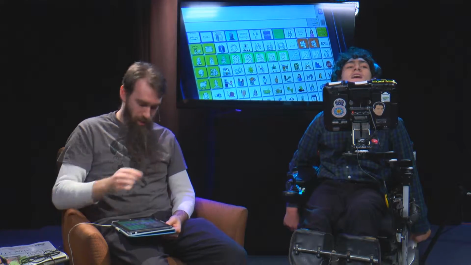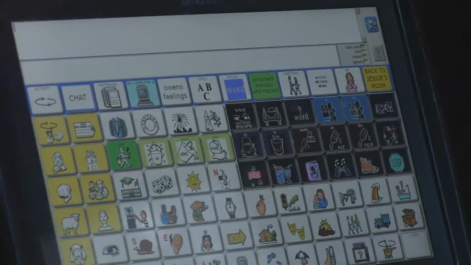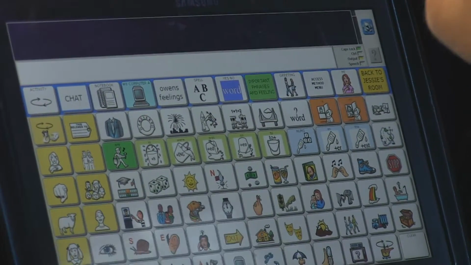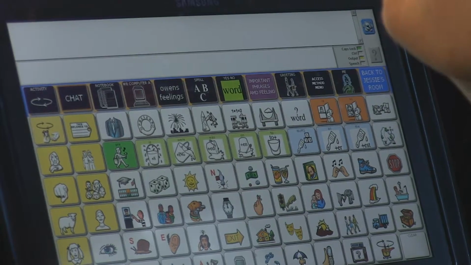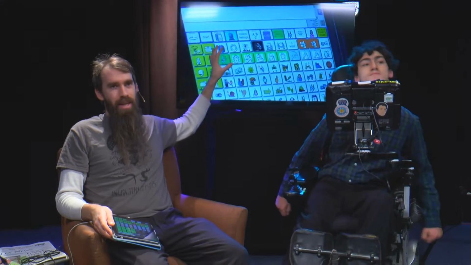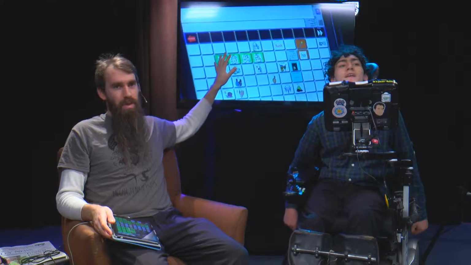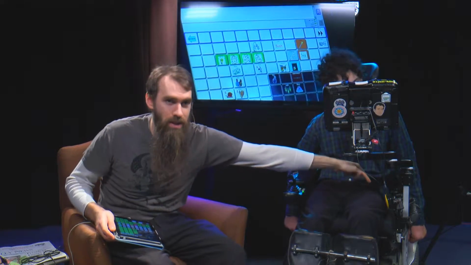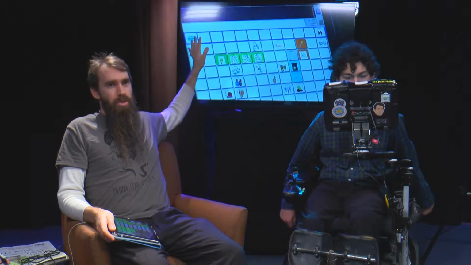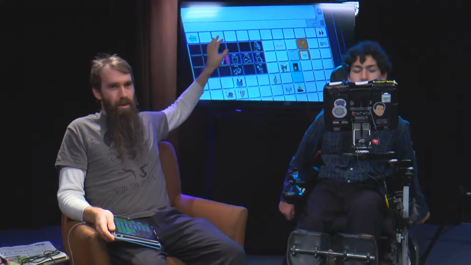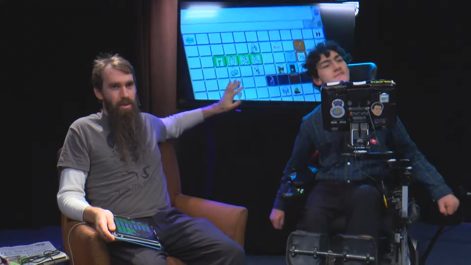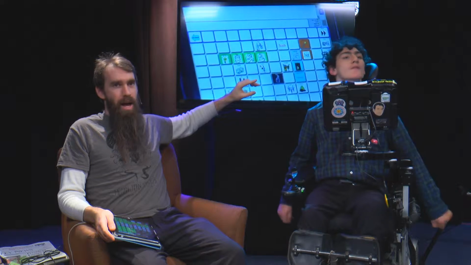As you can see, Owen has a computer here. As you can see, there's a lot of pictures on it. And this is what Owen uses to communicate. You can see there are these black boxes that appear on it, and that's called scanning. Owen chooses a section. He pushes this button over here, as you can see, and it starts rotating through the screen with this black box.